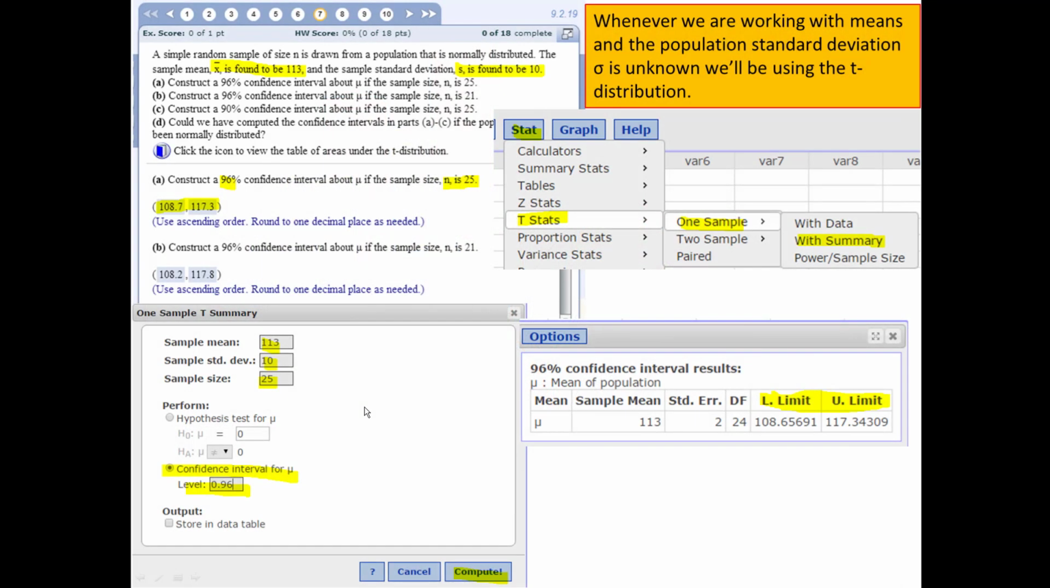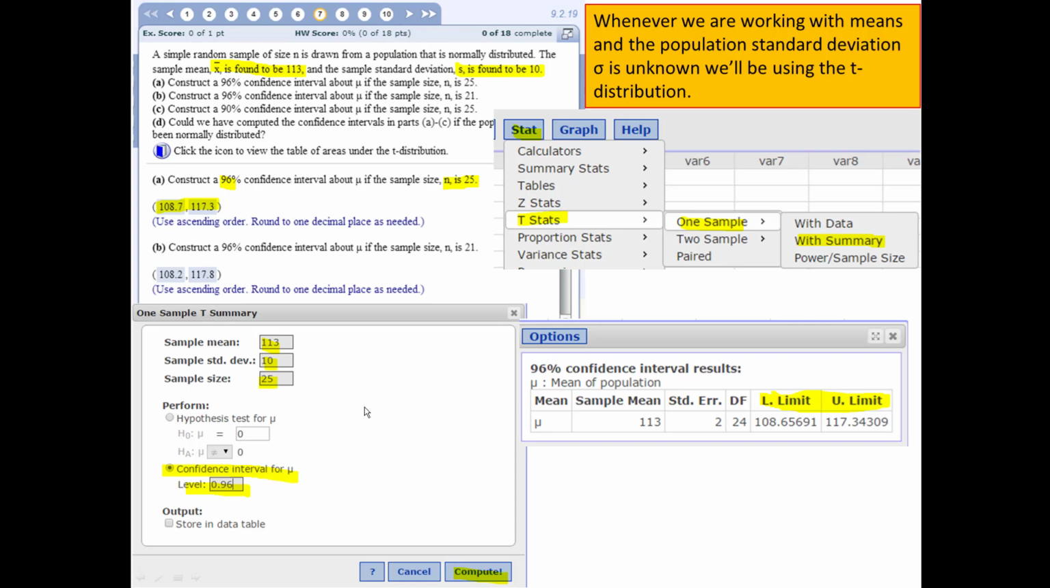This is just a short video on how to do the homework using StatCrunch in 9.2. Remember that we're using the t-distribution. Do you see the orange box in the upper right hand corner of the screen? This is very important. Whenever we're working with means and the population standard deviation sigma is unknown, we'll be using the t-distribution. That's true in Chapter 9, Chapter 10, and Chapter 11. Anytime we're working with means and sigma is unknown, then we'll be using the t-distribution.